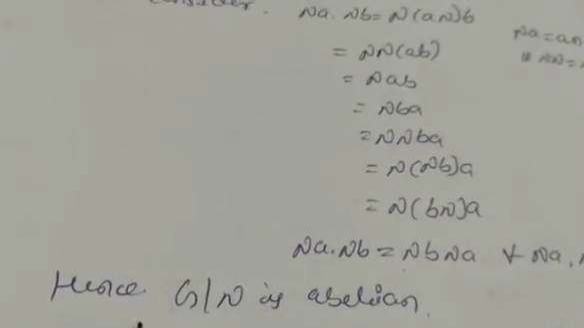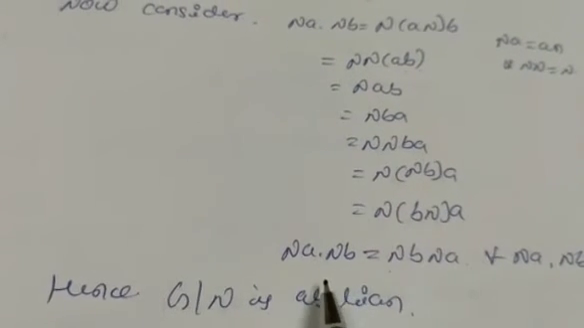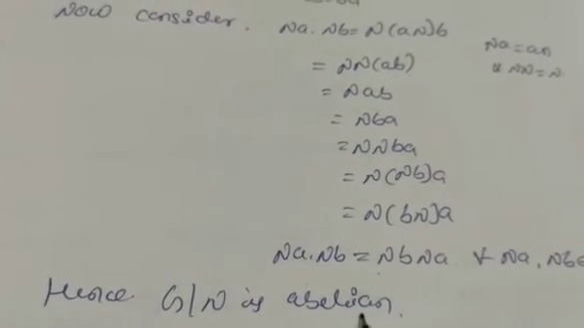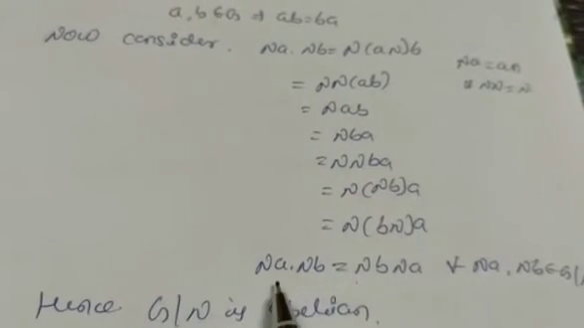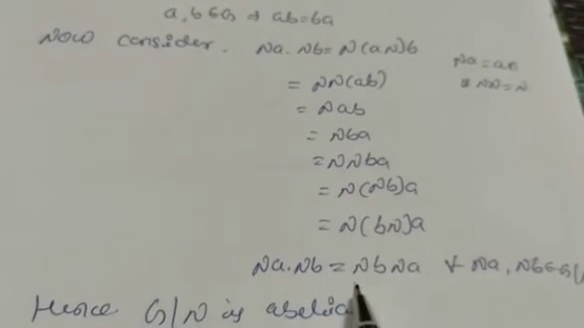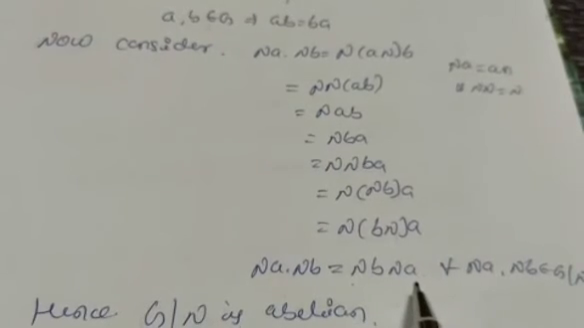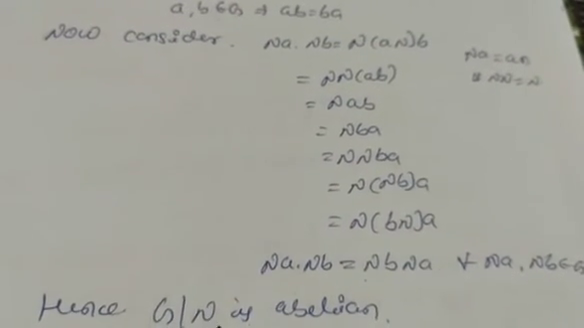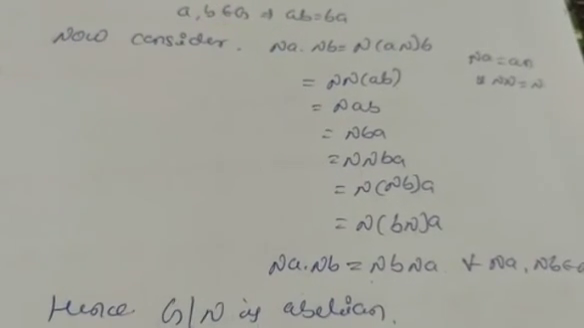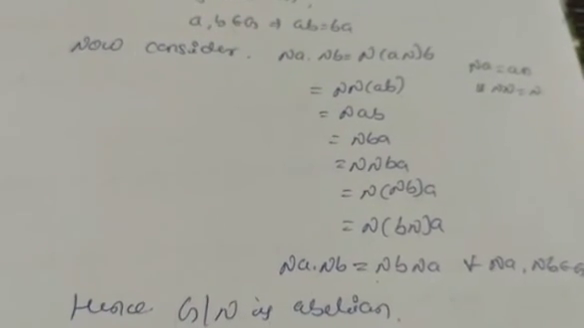Hence this implies G/N is abelian, because we have proved Na · Nb is equal to Nb · Na. This is the abelian or commutative law. So this implies G/N is abelian. So this is the solution of this example.